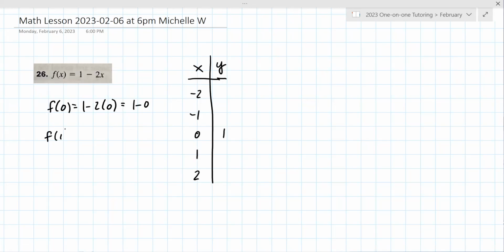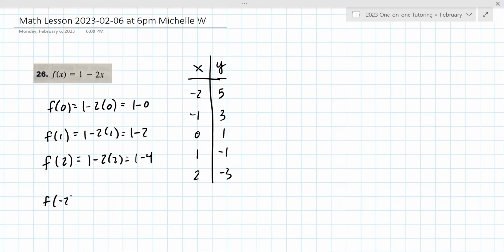So now f of 1 is 1 minus 2 times 1, which is 1 minus 2, which is -1. f of 2 means to put 2 in for x. 1 minus 2 times 2. 1 minus 4 is -3. Now you might see a pattern here. They're actually going down by 2 each time. So if we continue the pattern, 3 down by 2 is 1, 1 down by 2 is -1, and so on. That's verified if you go ahead and put in -2 for x.